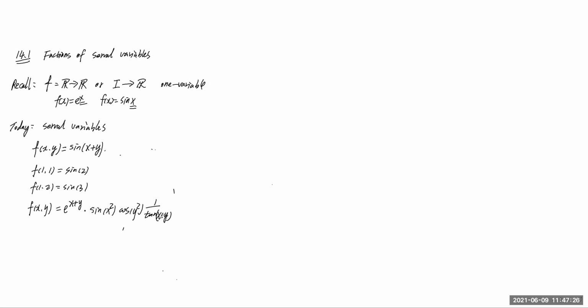You just put many variables together, and this kind of function we call a function of two variables. So that's an example. And then let me give you the definition.